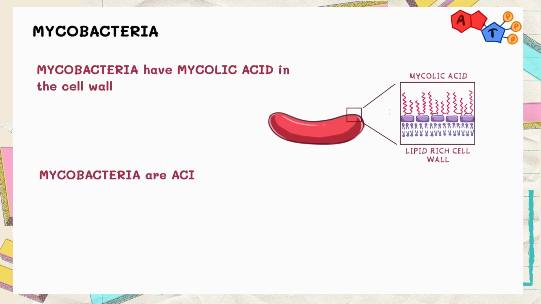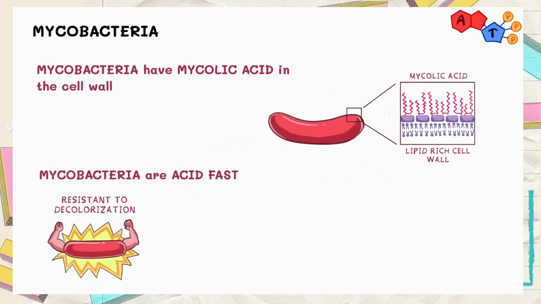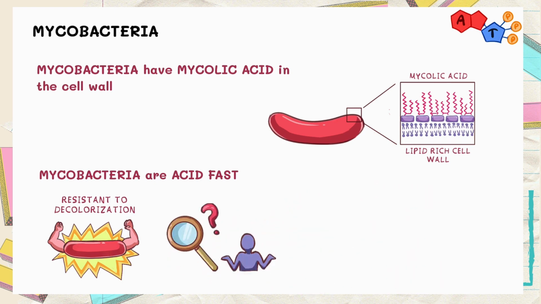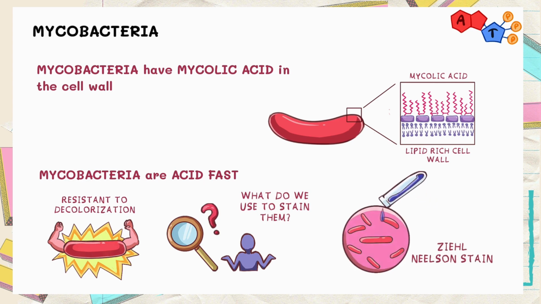Mycobacteria are also called acid-fast. This is because they are resistant to decolorization by acid after staining with carbolfuchsin. Therefore, they gram stain poorly. So, what do we use to stain them then? We use something called Ziehl-Neelsen stain. This stain is used to detect mycobacteria, especially TB.